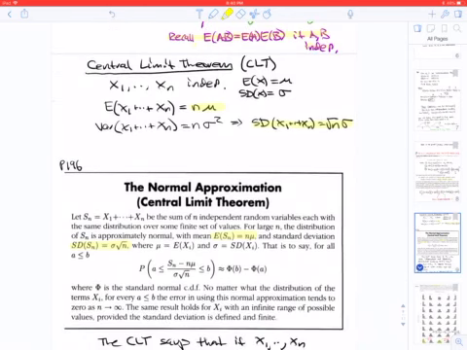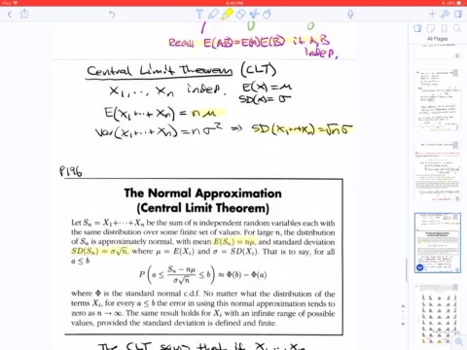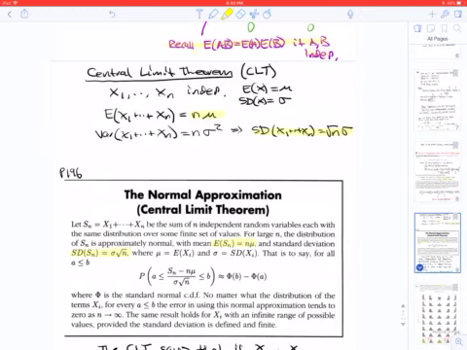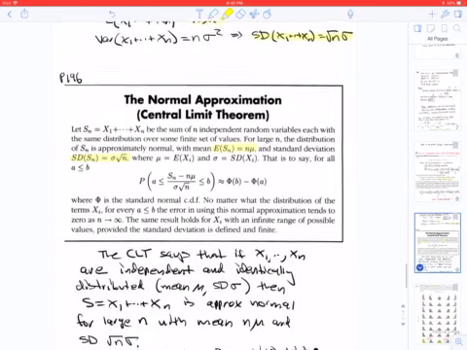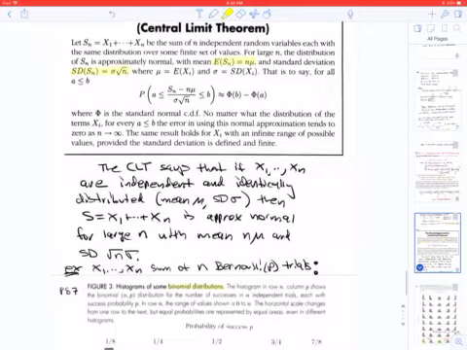And so the power here is that the sum is going to be approximately normal with this mean and SD, and you can approximate, for example, if you wanted to find the probability that the sum is between A and B, you can use your lookup table to do that once you normalize your sum by subtracting the mean and dividing by the SD. So I'll let you read that.